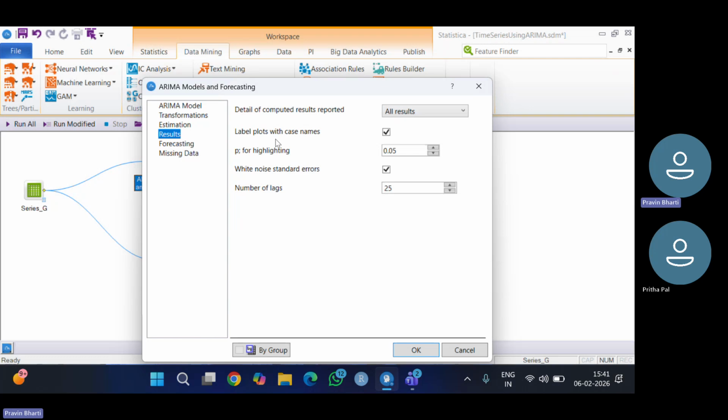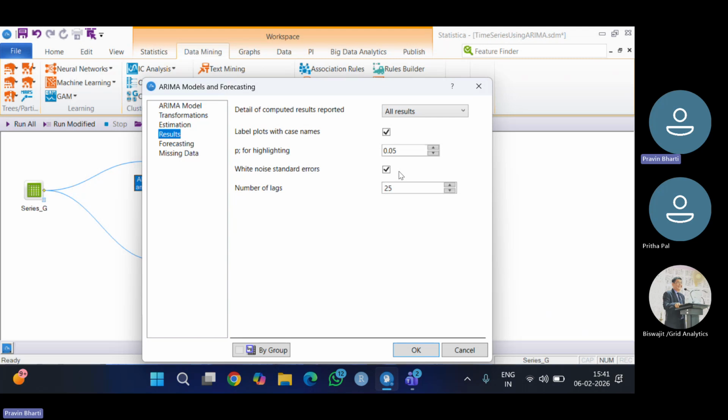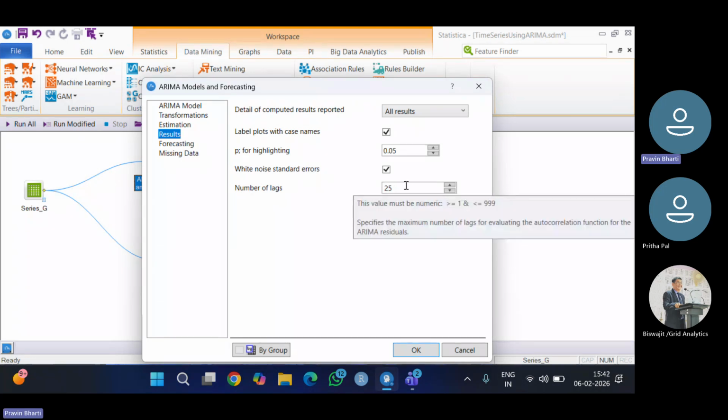Then level, it will plot the level with case names. So I have already selected this checkbox. And then this is the p value for highlighting the significant values. So 0.05 and white noise errors has been selected. And I am taking the number of lags at 25 to detect the seasonal patterns. And then I go to the forecasting.